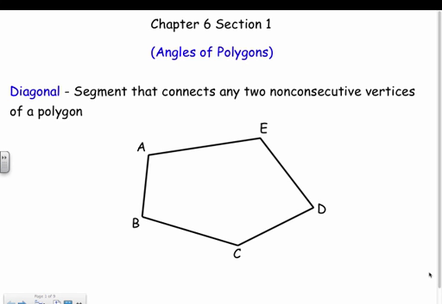So one term here, a diagonal. If I have a reference to the word diagonal, I'm talking about a segment that connects any two non-consecutive vertices. So if I look at A, the non-consecutive vertices to A would be C and D. So I could connect from A to D, or I could connect from A to C, and that would be a diagonal drawn in. Okay, so if I refer to diagonals, that's what that means.